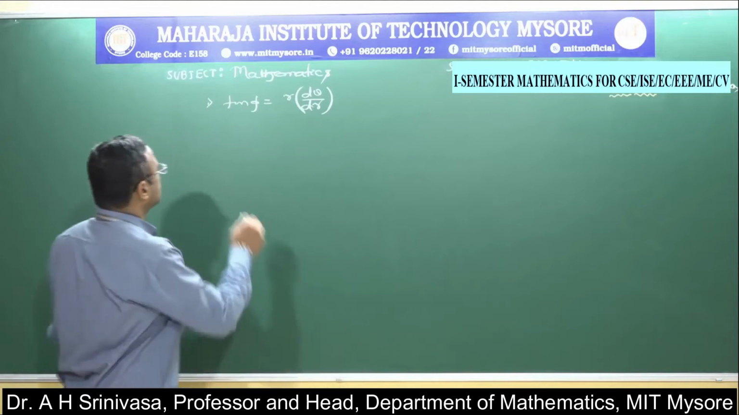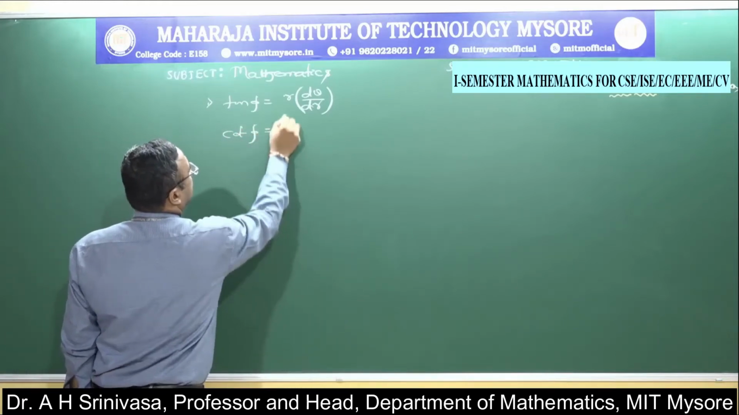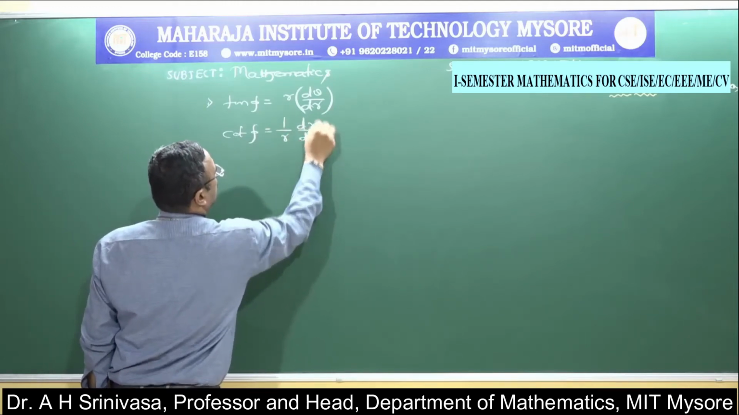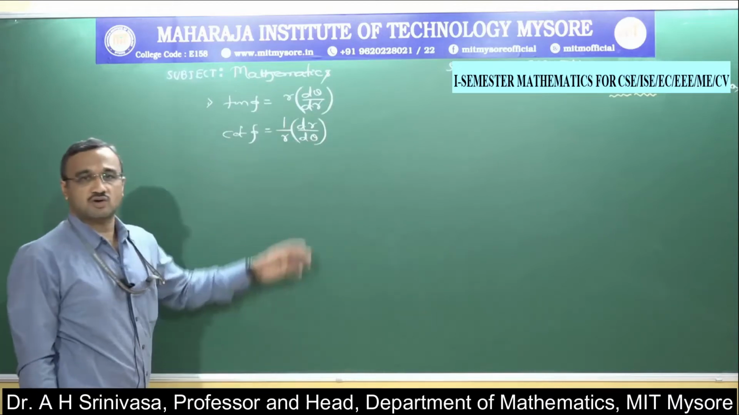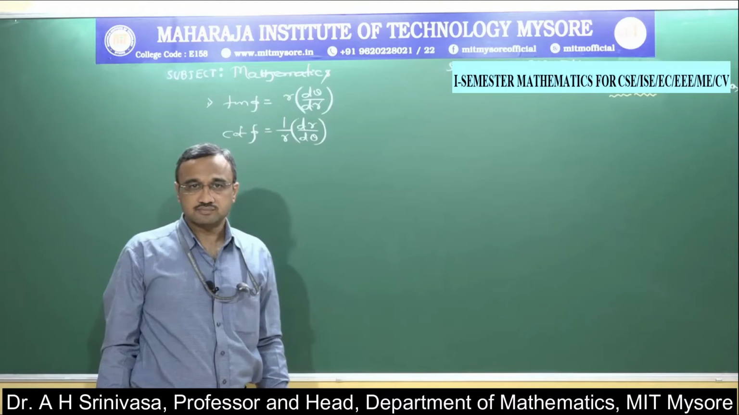We can also write this in another form. If we take the reciprocal of this, we get 1 by r, that is, dr by d theta. One more form for this one. So this is also called the angle between the radius vector and a tangent.